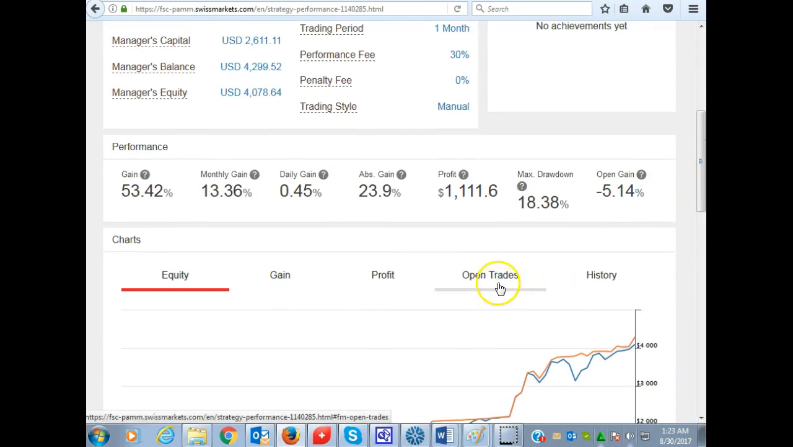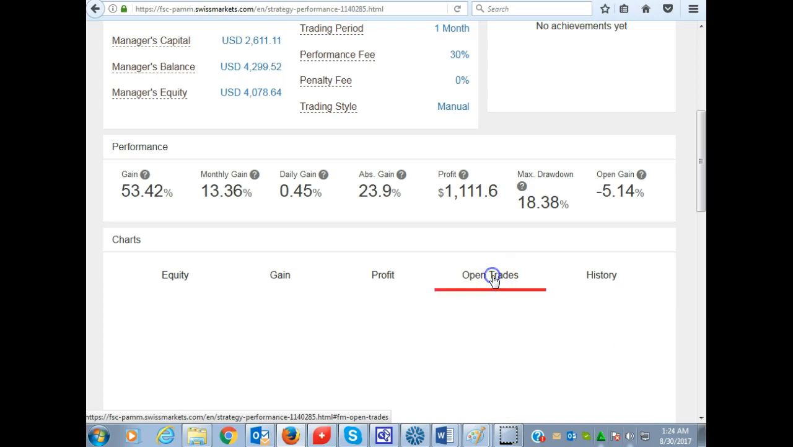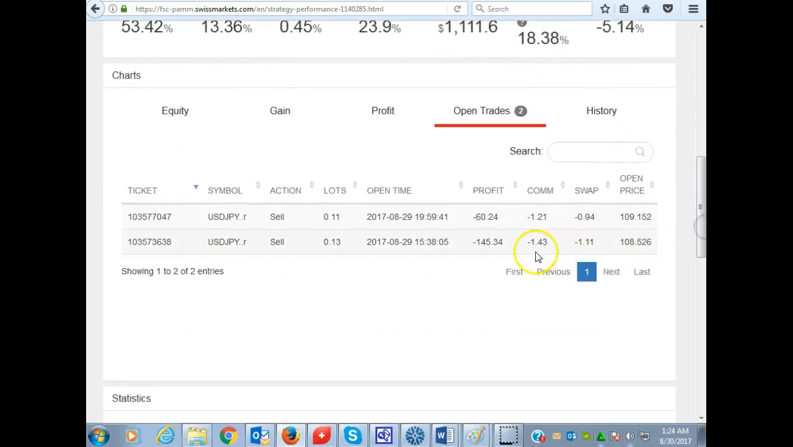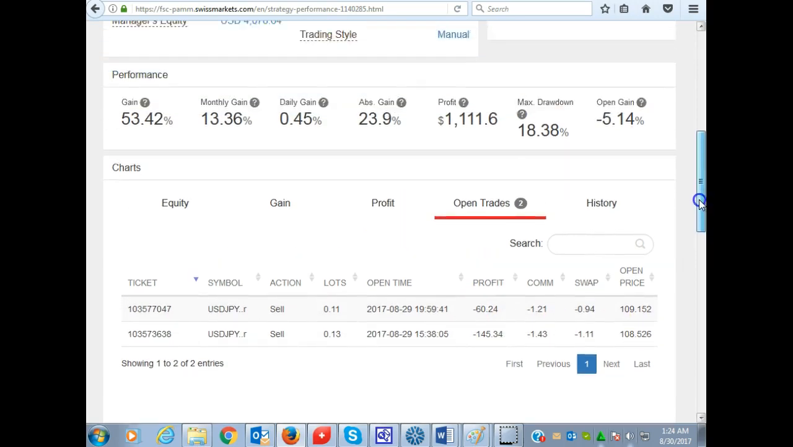You can click on open trades to see those trades that are opened. We have two trades in my own case that are currently open. One is on minus 60, one is on minus 45. So once there is a favorable opportunity, I will find ways to cover these losses. I am not going to explain that here. That is a topic for another day.